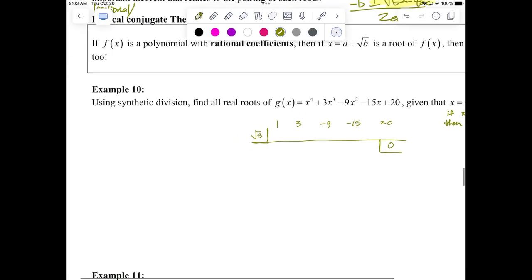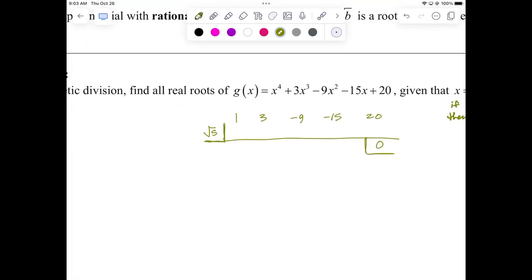Now, we are going to have a little bit of space over here on the workbench. You'll see why. Watch this. We're synthetically dividing for the first time with an irrational number. You see that? Up to now, it's been a rational number. Bring down the 1. The process is the same. Multiply, and you get the square root of 5. You slide it up, and now you have to add. What's 3 plus the square root of 5? It's 3 plus the square root of 5.